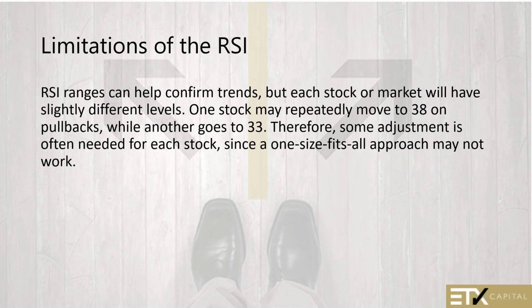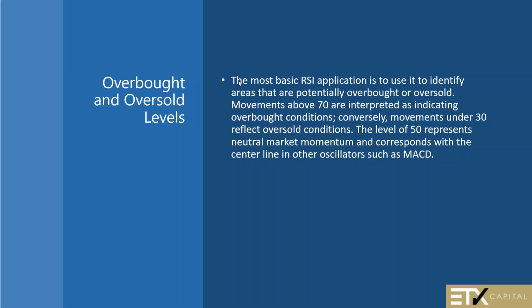RSI ranges can help confirm trends, but each stock or market will have slightly different levels, as I mentioned to you before. One stock may repeatedly move to 38 on pullbacks, while another one may go to 33. Therefore, some adjustment is often needed for each stock or each market, since a one-size-fits-all approach may not necessarily work.